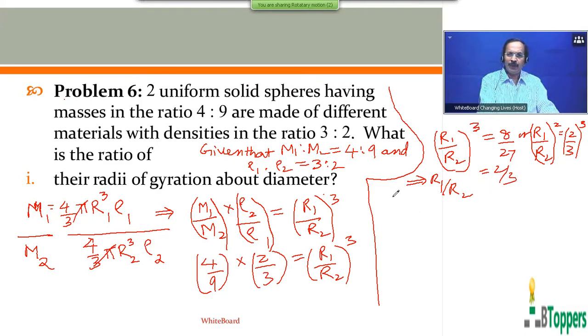Now the moment of inertia of a uniform solid sphere about a diameter is given by I equal to 2 by 5 m r square. So the moment of inertia of any rigid body about a given axis can be written in the form I equal to m k square, where m is the total mass of the rigid body and k is the radius of gyration of the rigid body about the axis. So you can substitute I equal to m k square on the left hand side.